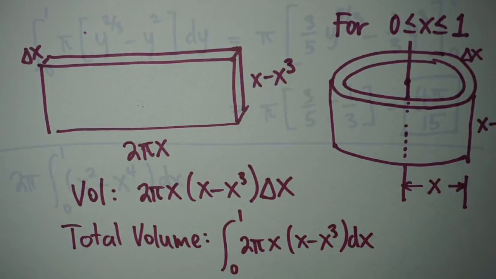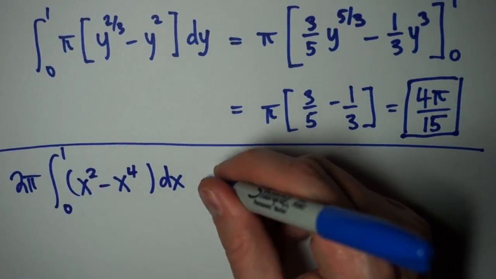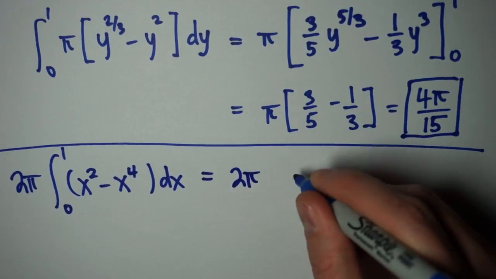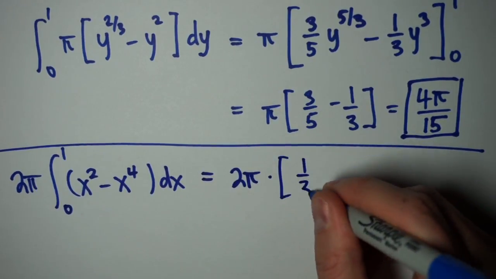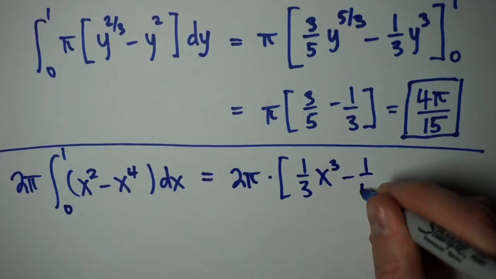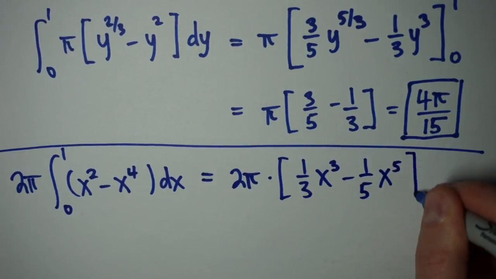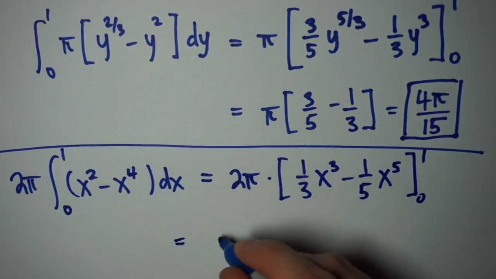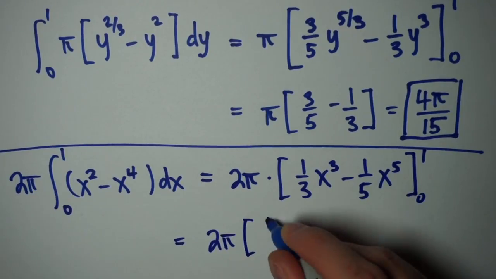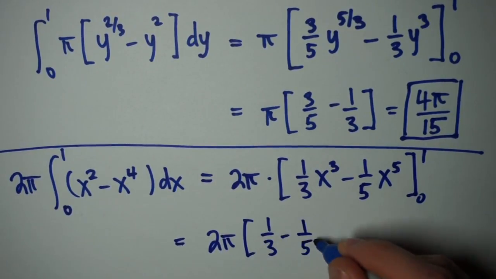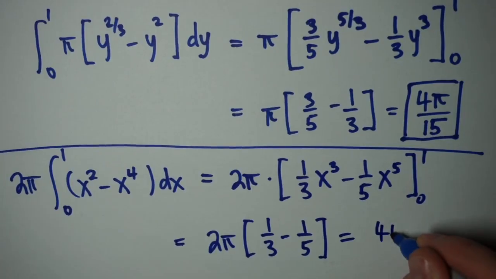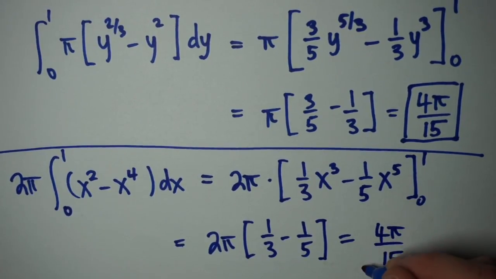Now to compute the integral, I'm going to pull out the 2 pi and distribute the x, and then just have to take the antiderivative. So I get 2 pi times 1/3 x to the third minus 1/5 x to the fifth between 0 and 1. 0 again gives me nothing, and 1 just gives me the fractions. It's 1/3 minus 1/5, all multiplied by 2 pi. And so I get 4 pi over 15, the same answer as I got before.